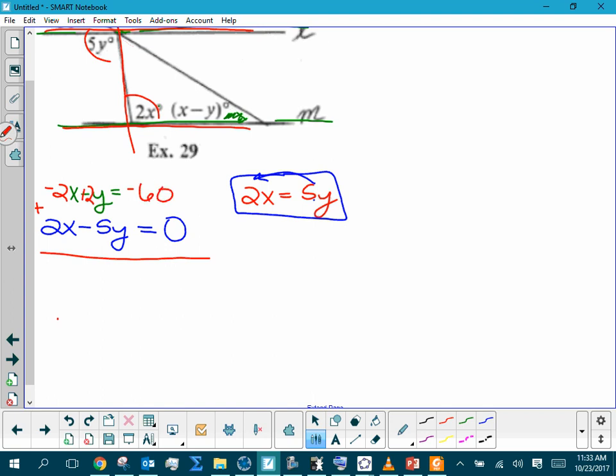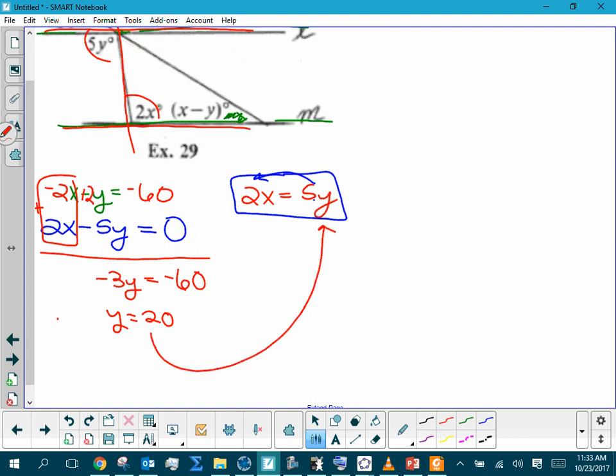And now we can add straight down because now your x's disappear. You get negative 3y equals negative 60, adding straight down every column. So then y's got to be 20. Well, if y is 20, can I plug that back in over here? Yeah. And if I got 2x is equal to now 100, once I plug that in, 2x is equal to 100, x has got to be 50. So that's one way.